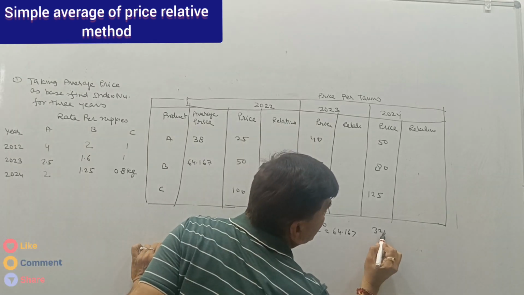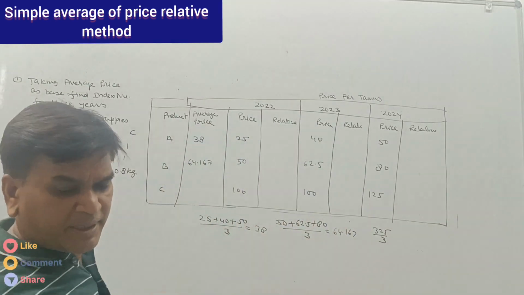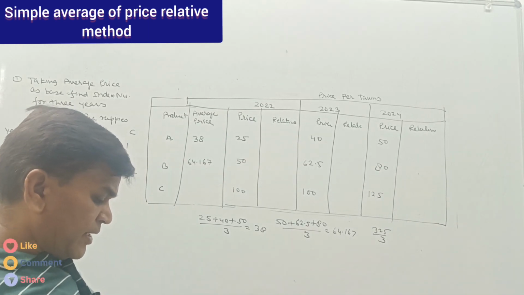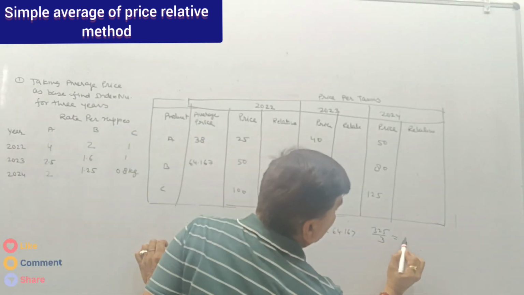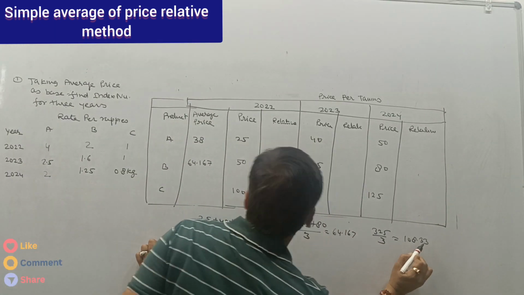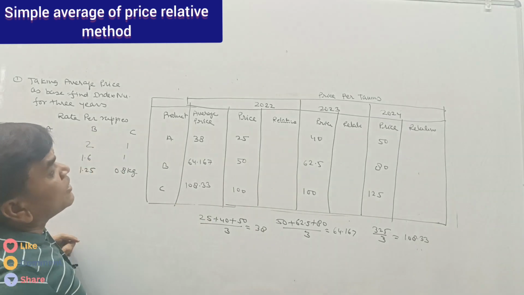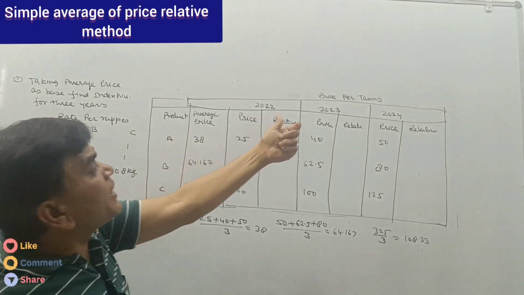Third is 325 divided by 3. 100 plus 100 plus 125 is 325, divided by 3. So third price is 108.33. Okay. So the very first we have changed these prices into per ton.